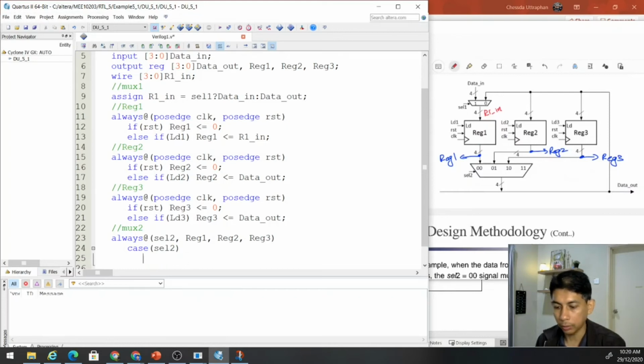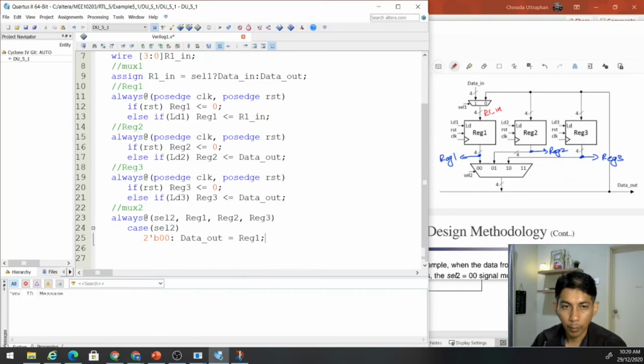Right, if cell 2 is equal to 0 0, the size is 2 bit, then the output should be data out. Here data out should be equal to rect1. Now if you look carefully here, in the register, the sequential circuit, we use the non-blocking assignment, and this is a combinational block. We use the blocking assignment. All right, remember in chapter 3 we learned this.